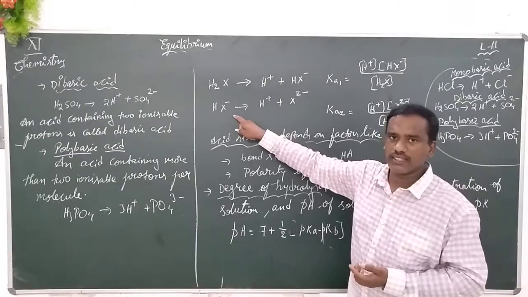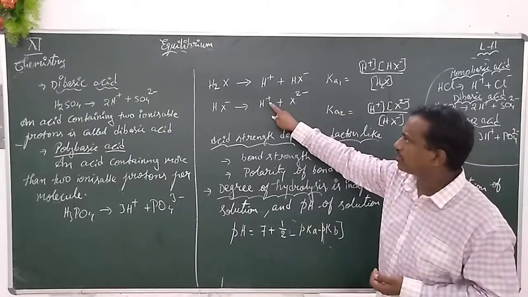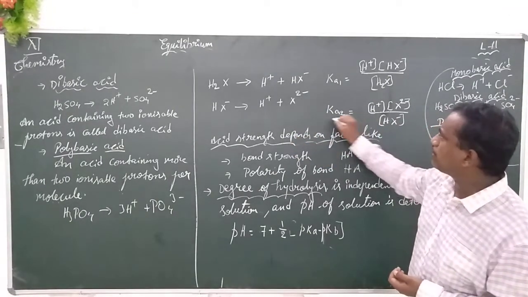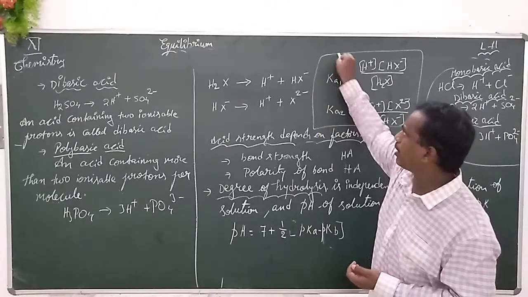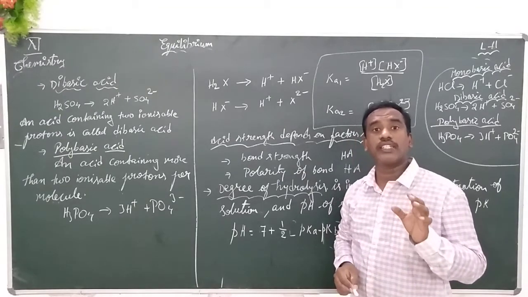Now Hx, the second acid dissociation constant. Concentration of the products, H plus H2 minus upon Hx minus. In this method we are able to find the acid dissociation constant for any acid by considering that the protons are not given up in a single step.